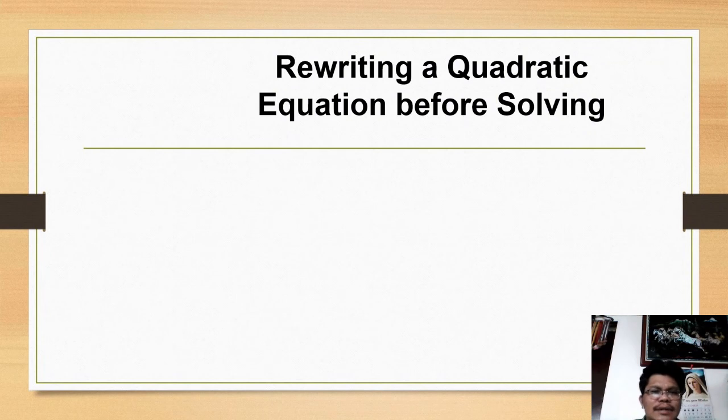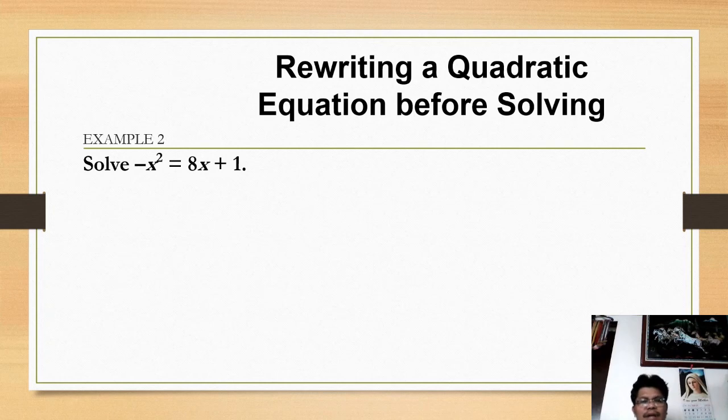So let us now proceed to example number 2. The equation is negative x squared equals 8x plus 1. So this equation is not in standard form. So ibig sabihin, susulat mo natin siya into standard form. We're going to apply addition property or subtraction property of equality. We're going to add both sides by negative 8x and then simplify, and then after that add both sides by negative 1 and then simplify, or simply transfer 8x to the left, so it becomes negative 8x, and transfer 1 to the left, so it becomes negative 1. So the equation is negative x squared minus 8x minus 1 equals 0.